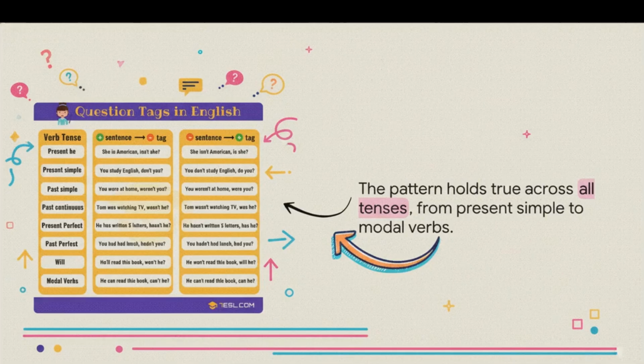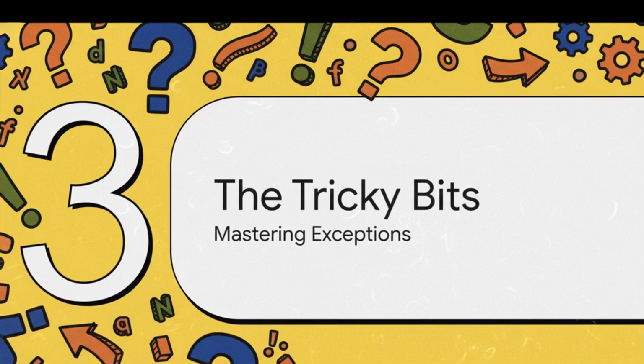In this chart, wow, it just shows so clearly how consistent this rule is. Just look down the columns. It doesn't matter if you're in the present simple, past continuous, or using a modal verb like can. The logic is exactly the same. Positive statement on the left, negative tag. Negative statement on the right, positive tag. It's so beautifully consistent.